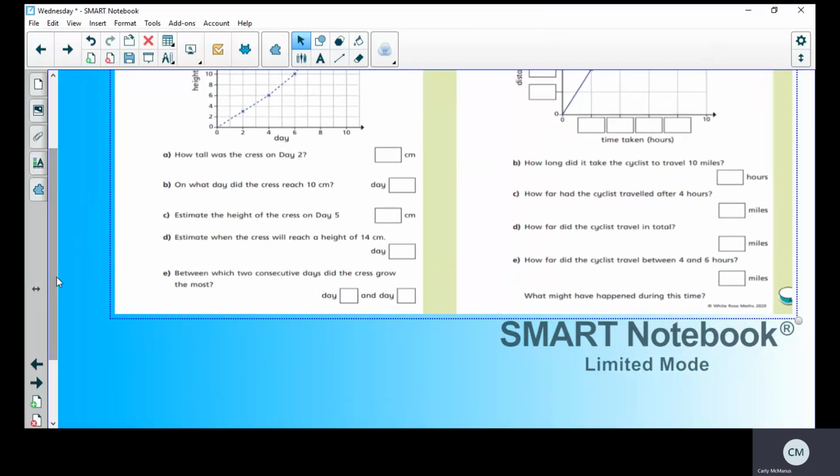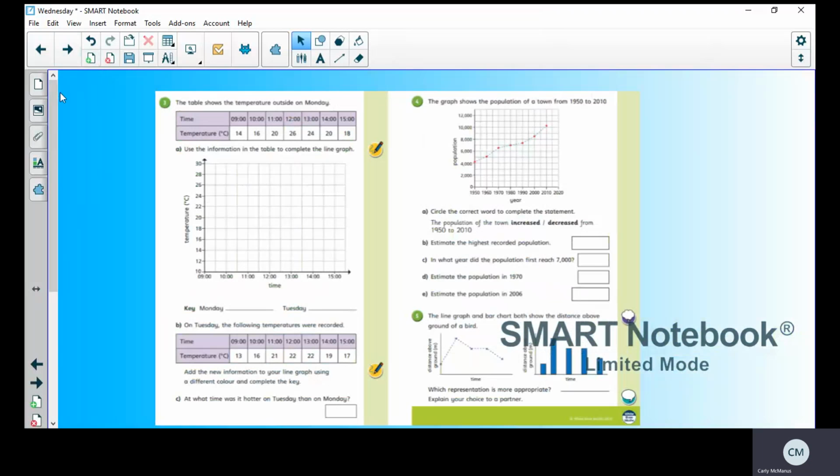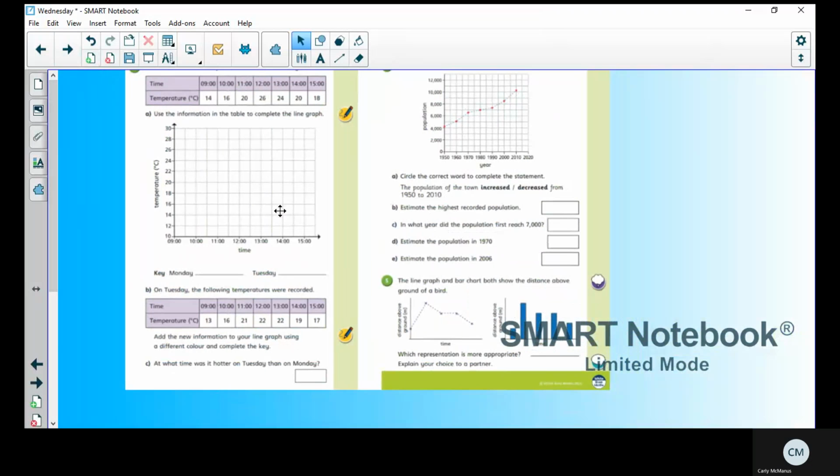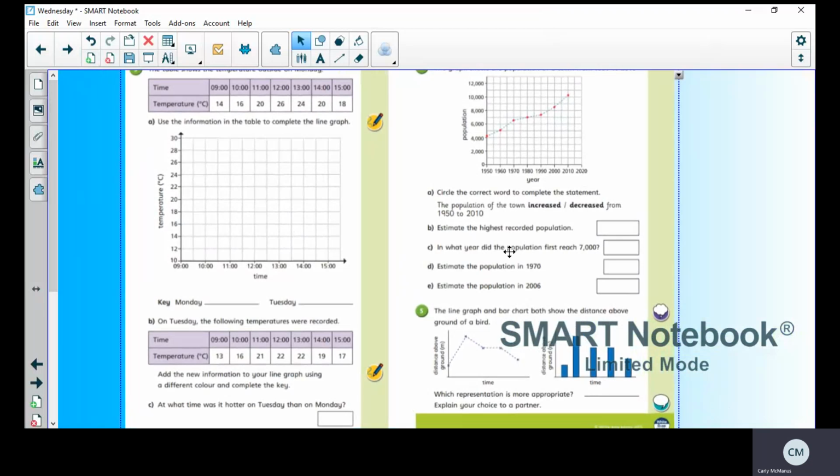It says here, how far did the cyclist travel between 4 and 6 hours? Which is here. They haven't moved any distance, so what do you think they're doing? And then I would like you all to have a go at these questions today as well.